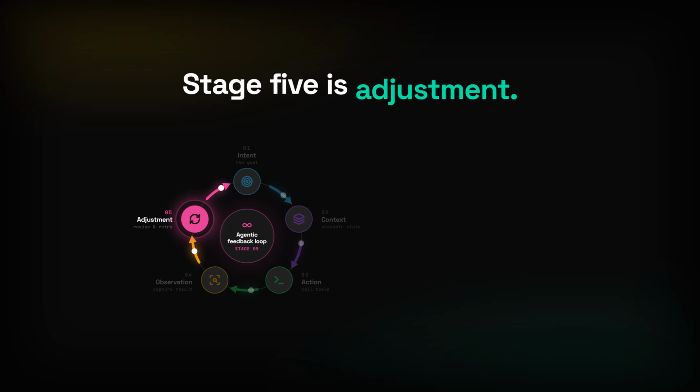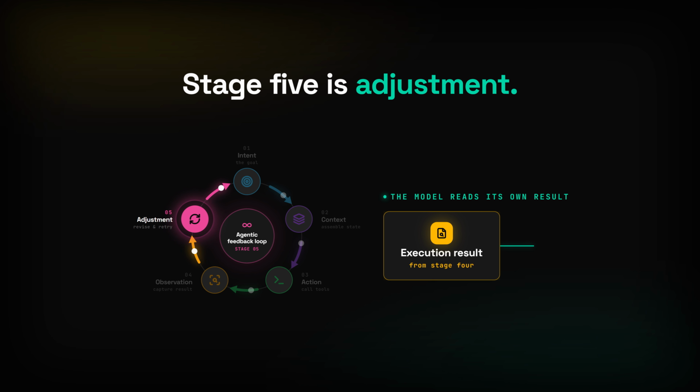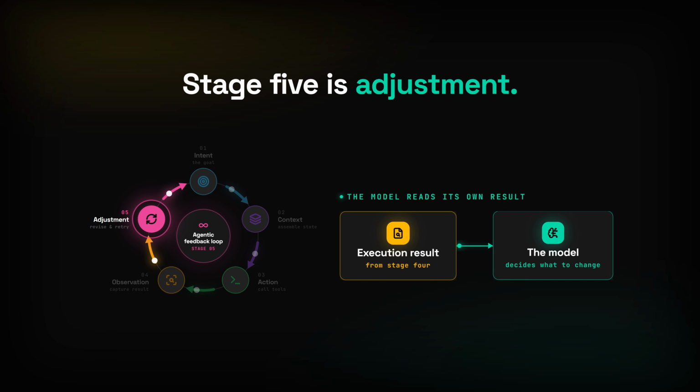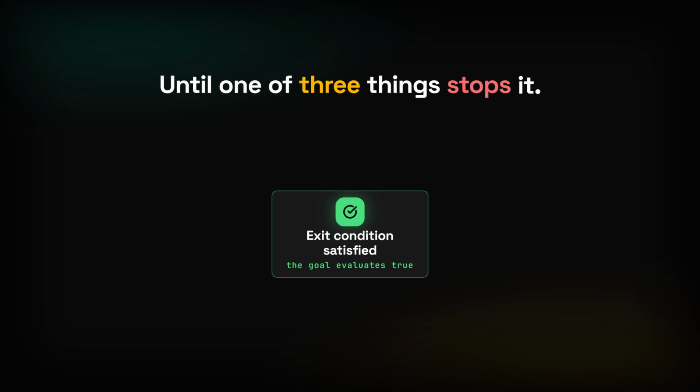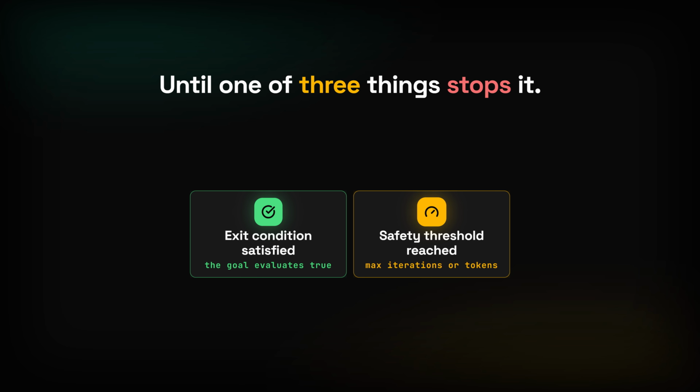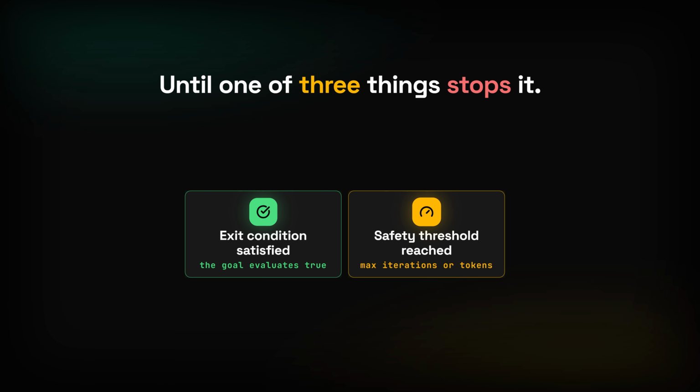Stage 5 is adjustment. The model reads the execution result from stage 4. If the test suite shows 3 passed tests and 1 failure with an index error on line 42, the model evaluates what went wrong, updates its strategy, and loops directly back to stage 3 to apply a patch. This loop runs autonomously, 5, 10, or 50 times, until the exit condition is satisfied, or a maximum safety threshold is reached, or human intervention is required.